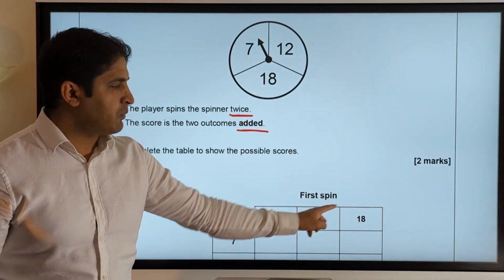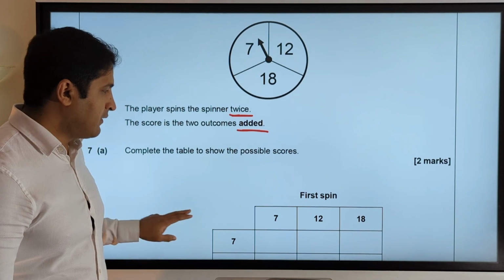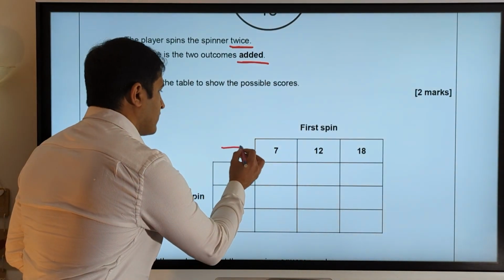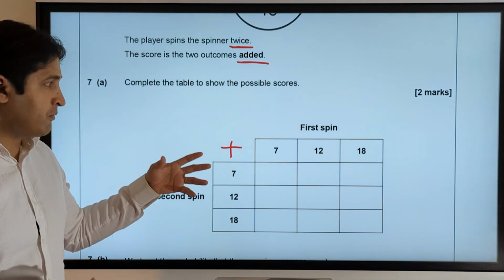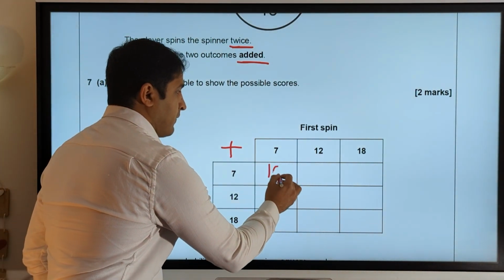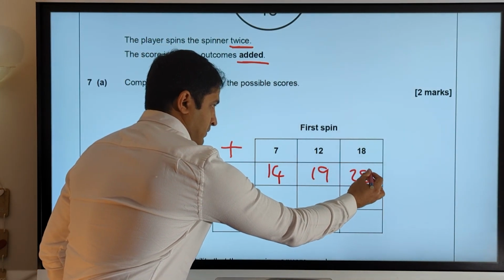So it's the first spin, what's the score you get? You could get 7, 12 or 18 because of that spinner. And when you spin it again, you would get similar choices. And remember, we're adding them, not multiplying them, we're adding those all together. So 7 and 7 is 14, 7 and 12 is 19, 7 and 18 is 25.